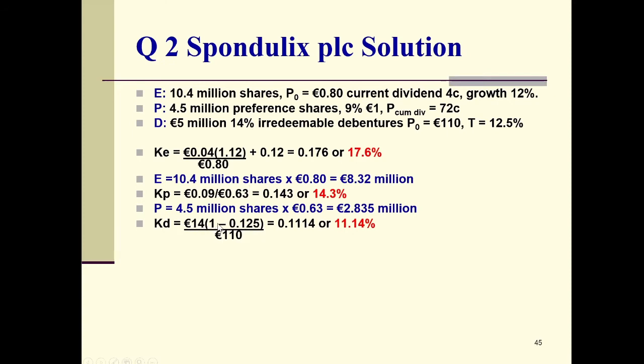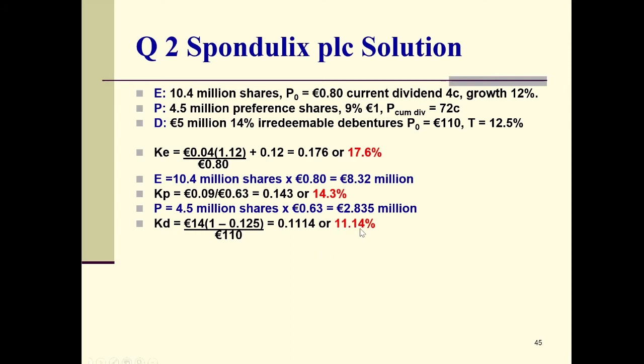So 14, 1 minus the taxes divided by the price. That formula is given to you. So 14 by 1 minus 0.125, that's the tax rate. You'll get an answer less than 14. You'll put it over 110, you get about 11. 0.1114, about 11%. And again, you'll find that consistent in every question. The cost of debt, interest is paid before preference dividend, before ordinary dividend. And it's to do with a risk trade-off.